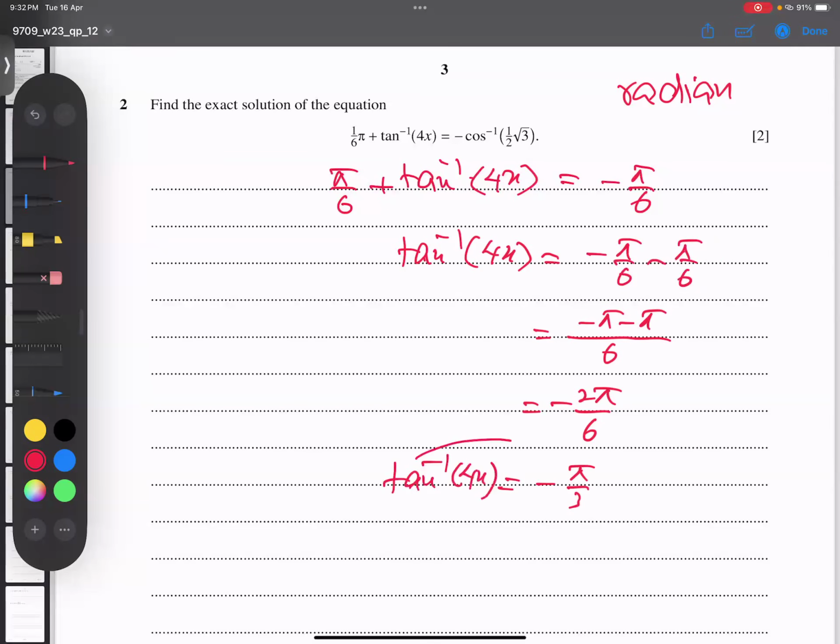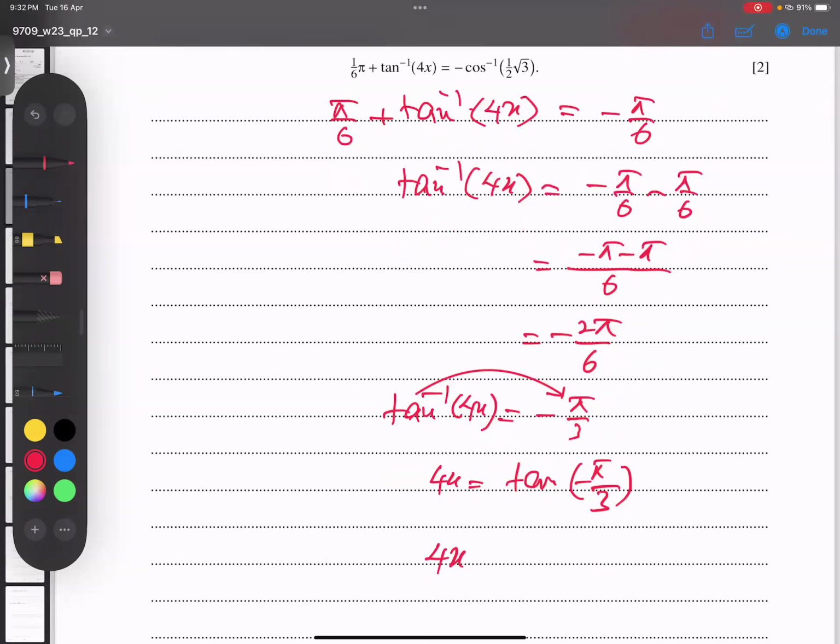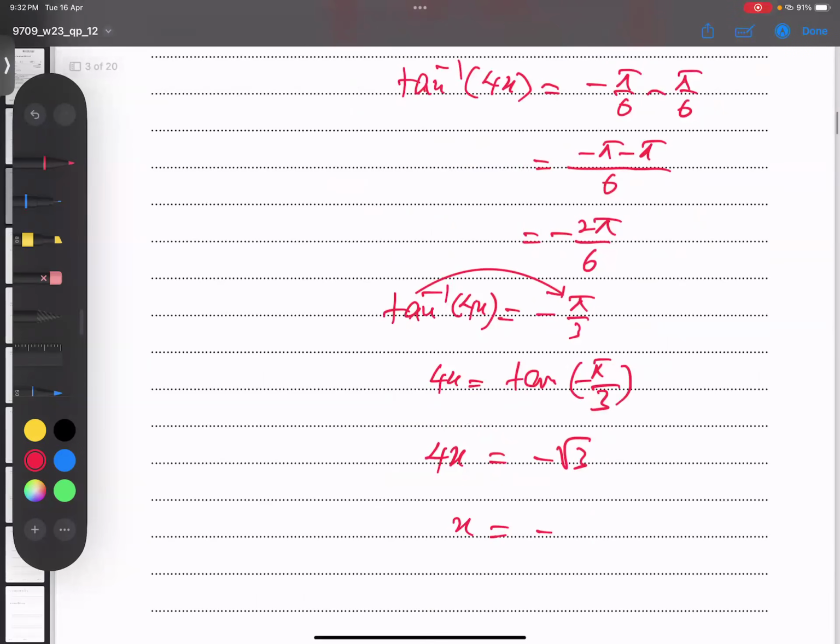Now, when you bring this tan inverse to the other side, the inverse will finish automatically, and you will get this kind of form. Negative pi by 3. So I think this part is clear. And when you take the tan of this, sorry, tan of the answer, hold on, let me check again. Tan of negative pi over 3 gives us negative root 3. And 4 will divide, and alhamdulillah, I believe you got the point very clear. We have done 2 questions. Let's move on to the next one.